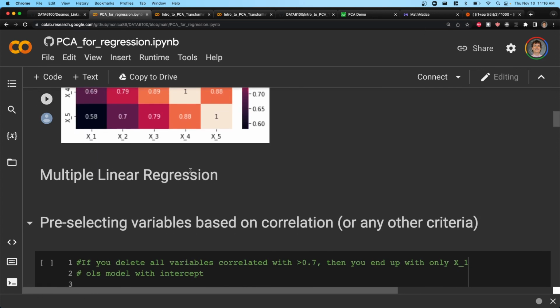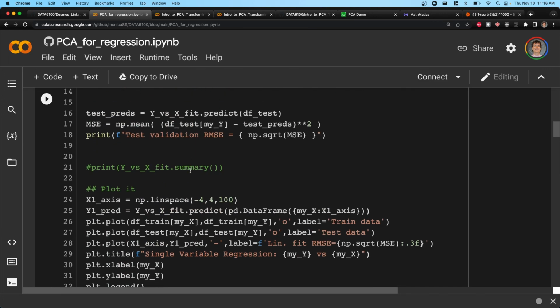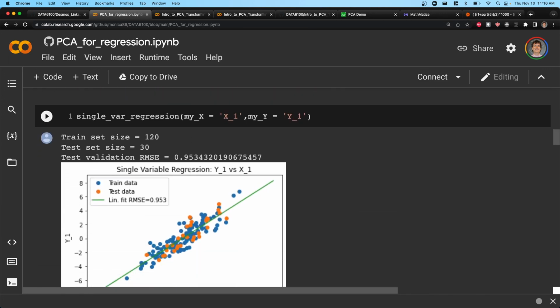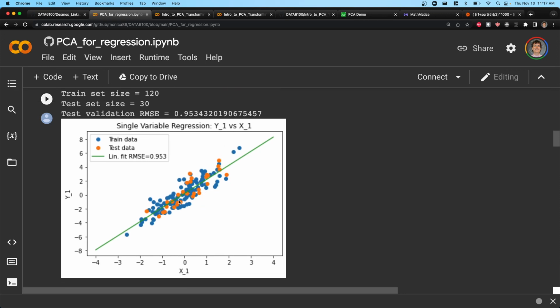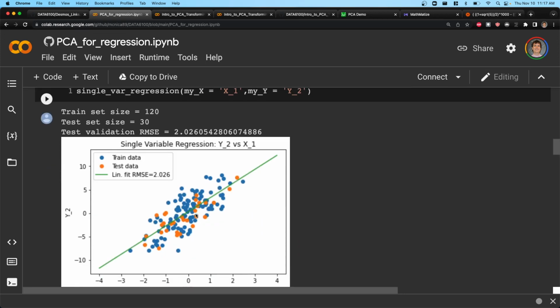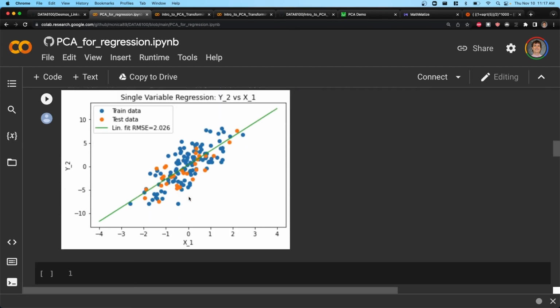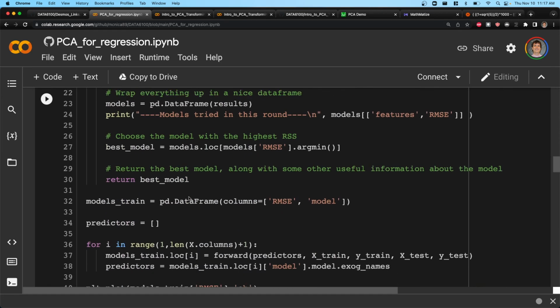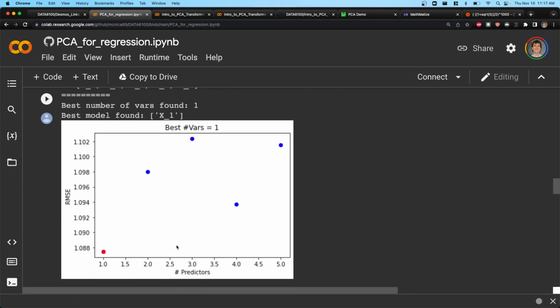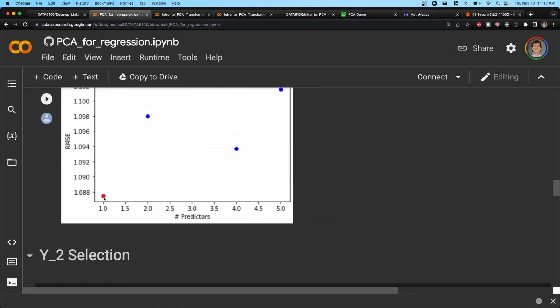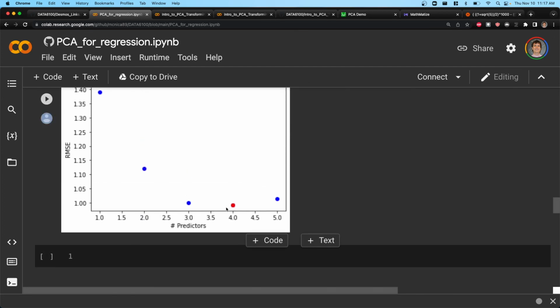And so what I did in this problem, and again, we'll go over it on Tuesday, but just to give you what's going on. If you do just single variable regression, I had this y1 versus x1, which turned out very good, and y2 versus x1 turned out very bad. And then I did forward variable selection. This is all stuff from the previous class, using different variables. For y1, just 1 variable is the best. For y2, 4 variables is the best.